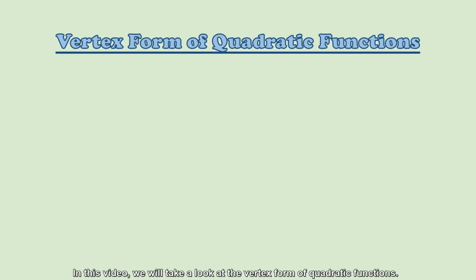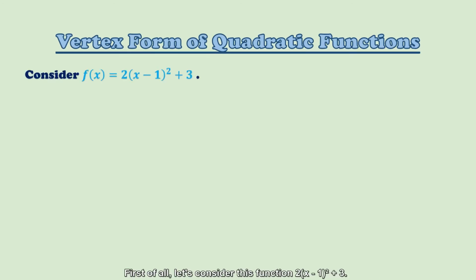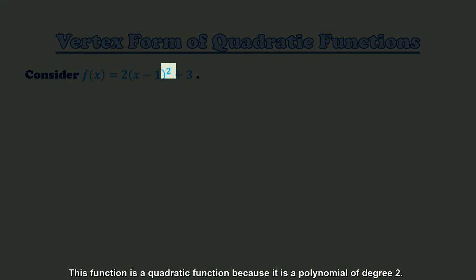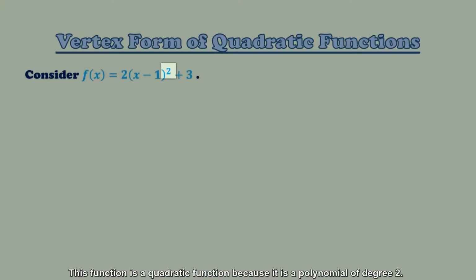In this video, we will take a look at the vertex form of quadratic functions. First of all, let's consider this function: 2 times (x minus 1) squared plus 3. This function is a quadratic function because it is a polynomial of degree 2.